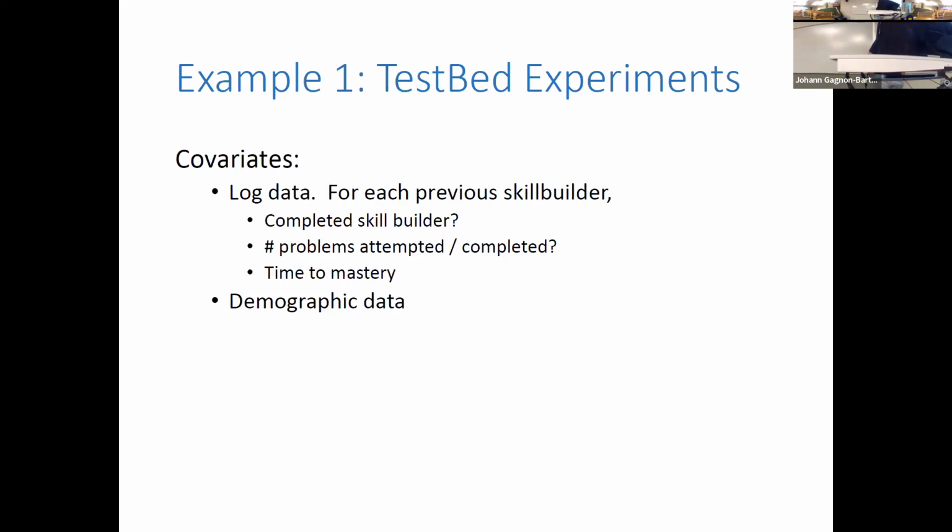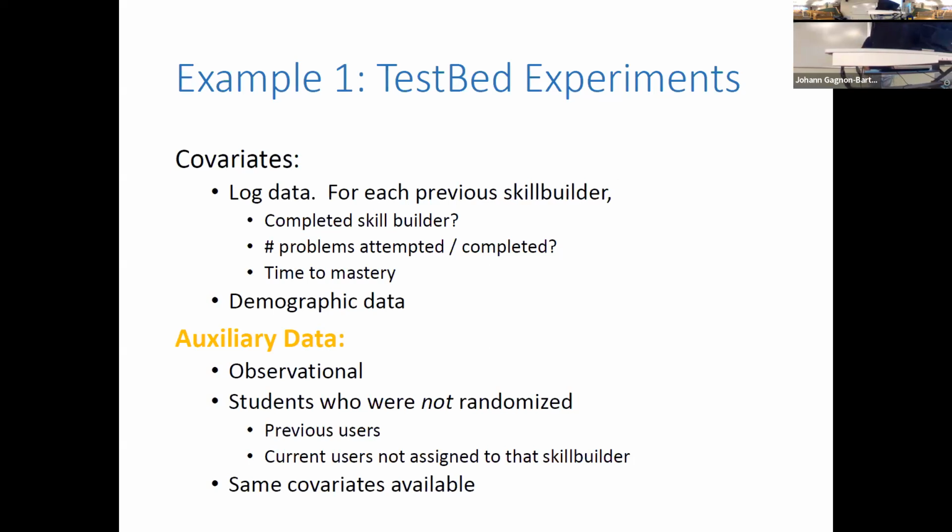We realize we've got a whole lot of nice covariate information on the students using this platform. So for each student, we have log data, and so for each previous skill builder that the student has done, we've got whether they completed it, the number of problems they attempted before mastery, and then we also have a bunch of demographic data.